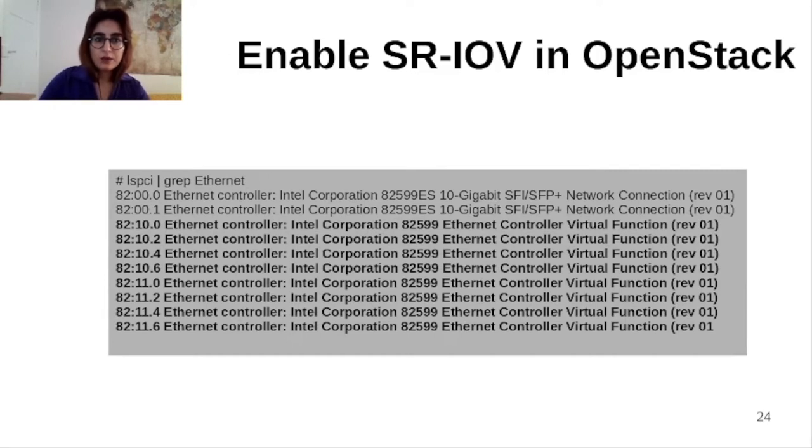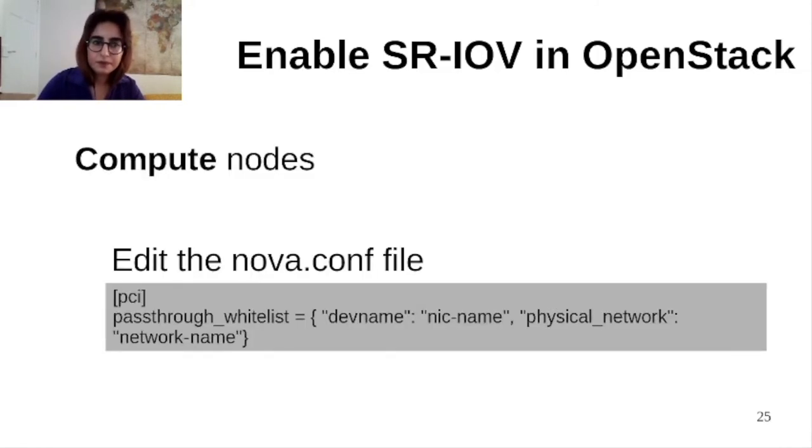To check our virtual functions, we can use the lspci command. On our compute nodes, we have to edit the nova.conf file by configuring which PCIe device the Nova compute servers may use.